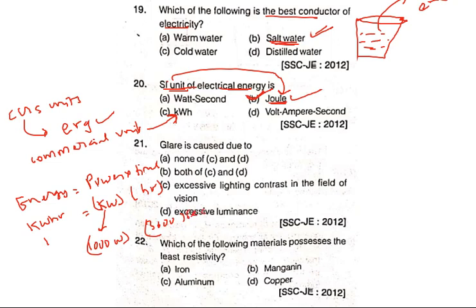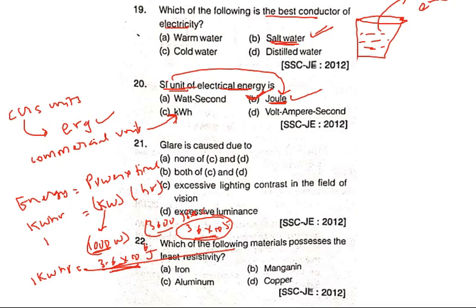Sometimes in the exam they will ask you like this: 1 kilowatt hour equals how much value? From 1000 watts and 3600 seconds, we can write 36 into 10 power 5, so based on this we can write 3.6 into 10 power 6 joules. 3.6 into 10 power 6 joules, very important. From that only we got this.